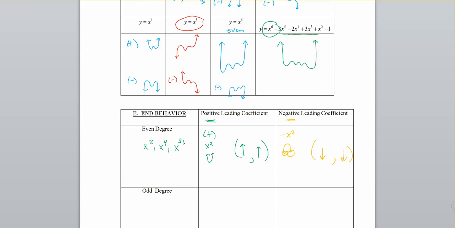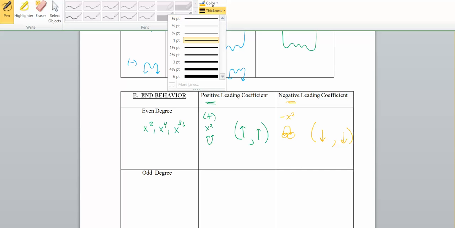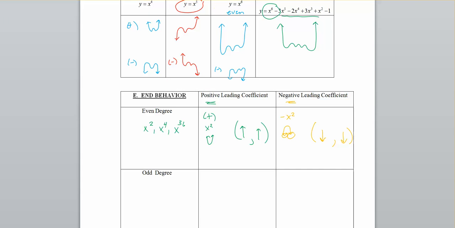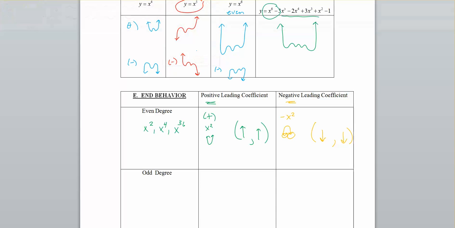Okay, let's move on to odd degree. So now we're talking about x to the 3rd, x to the 5th, x to the 7th, any odd degree. I'm just getting a different color, so let's go blue. If I have an odd degree, x to the 3rd, x to the 7th, whatever you want, you think about that in terms of a positive x cubed. If I have a positive leading coefficient, it would be a positive x cubed. I need to know that x cubed graphs look like down, up.